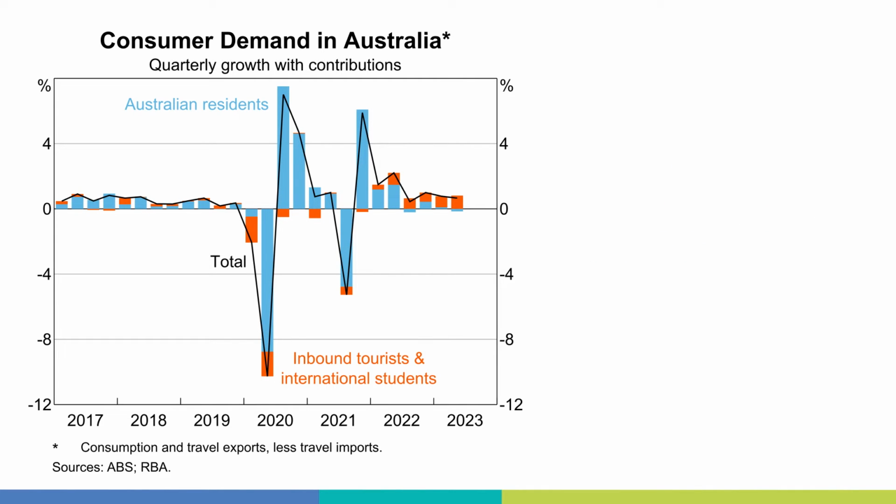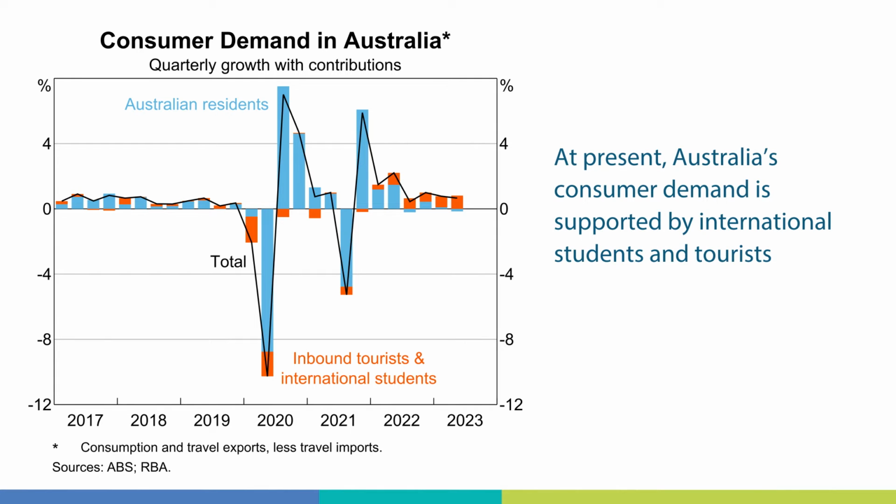The blue bars represent spending by Australian residents. The orange bars represent spending by tourists and international students. This graph shows how at present consumer demand is supported by international students and tourists over the past year. This includes a large contribution from Chinese tourists and students since the start of 2023, despite a slowing economic recovery in China. Now to the growth in private and public investment.